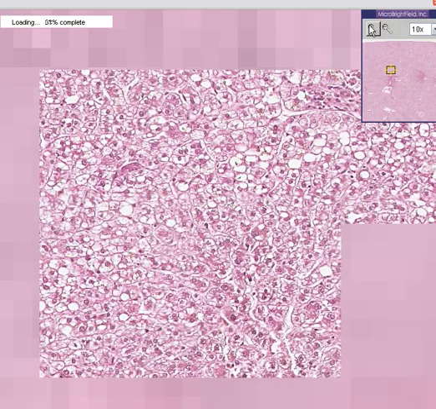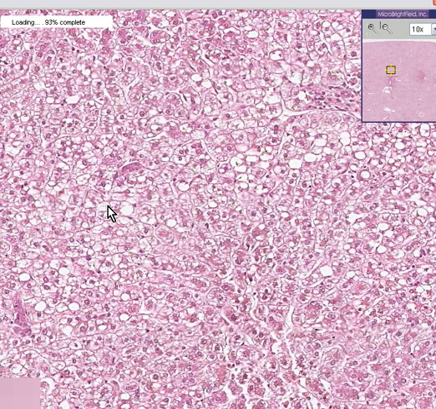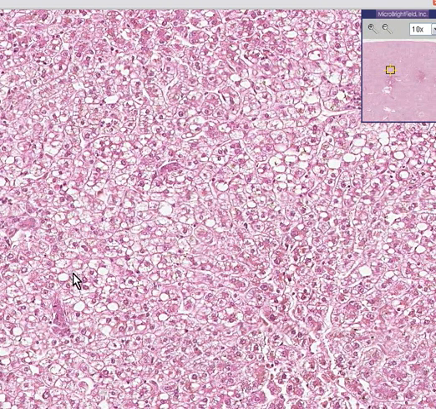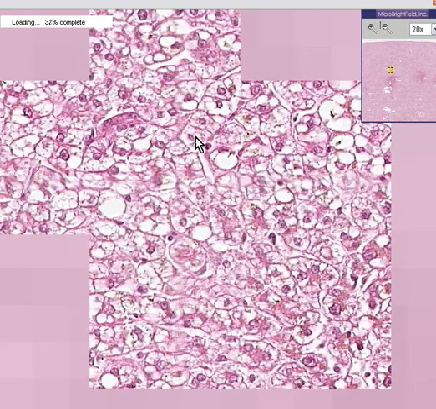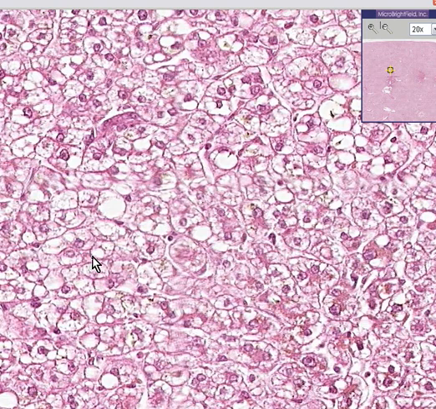Well, I think B is the correct answer because look, here are hepatocytes, and notice that within the cytoplasm of the hepatocytes there are these small cleared spaces which represent fat. This is a fatty liver. Very often fatty livers are divided into microvesicular versus macrovesicular.